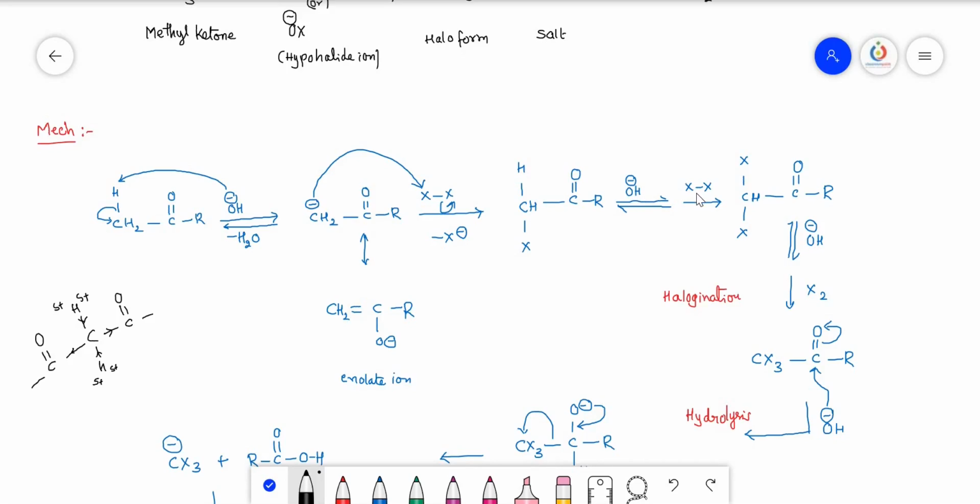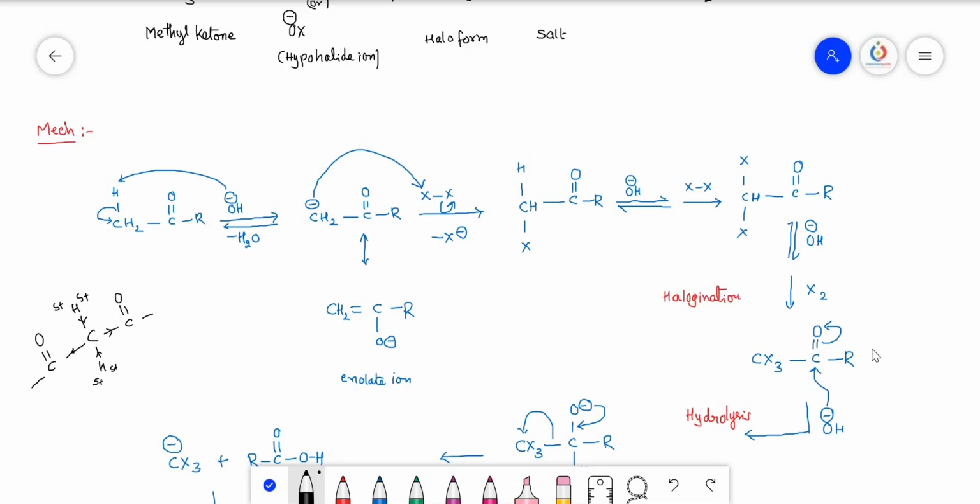So OH minus and X will attack, followed by reaction with the halogen, so that this hydrogen will be removed. Later this hydrogen also will be removed by the reaction with the OH minus ion and halogen, so that all the three hydrogen atoms we had taken initially are removed by the halogen. And this entire step, till all the hydrogens of the CH3 are removed by the halogen, is called halogenation. Afterwards, again base will attack over the carbonyl carbon.